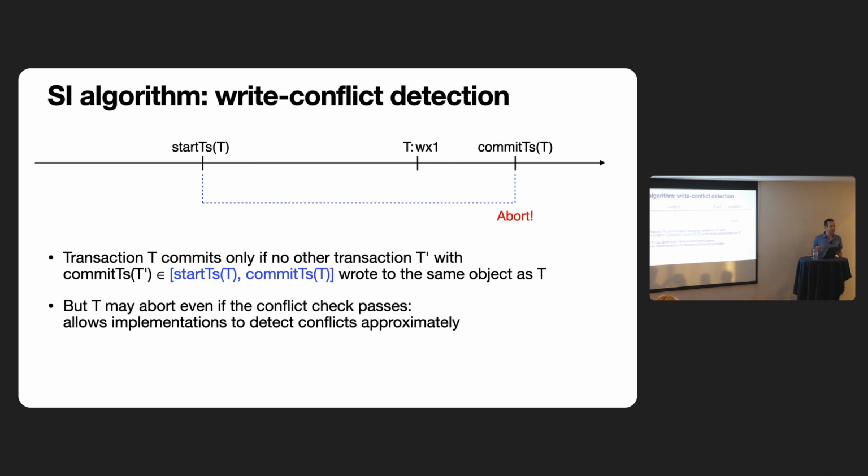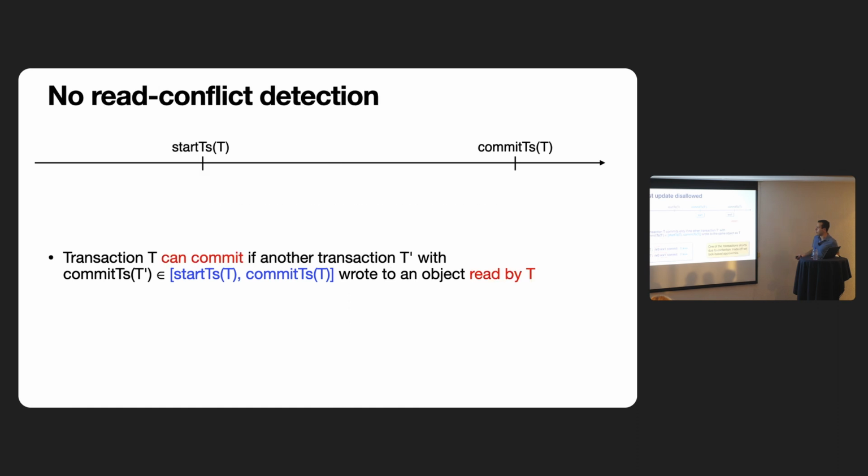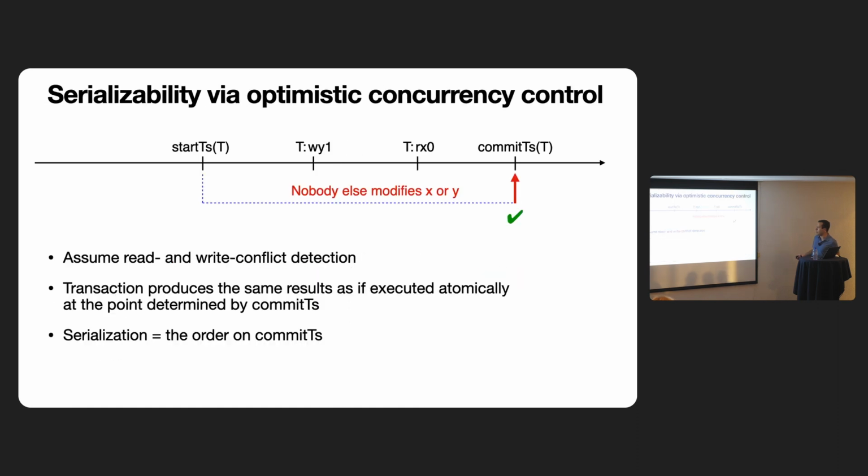It makes sense from the implementation perspective, because sometimes these conflicts are detected approximately, for example, at the page level in the database, not at the level of a particular row or object. This gives the actual implementation the flexibility to abort some transactions, even though in theory it could commit them. As with serializability, in principle you could abort every transaction, so you need to place extra constraints on liveness to ensure that some transactions will always be committed. Okay, and so lost update is disallowed.